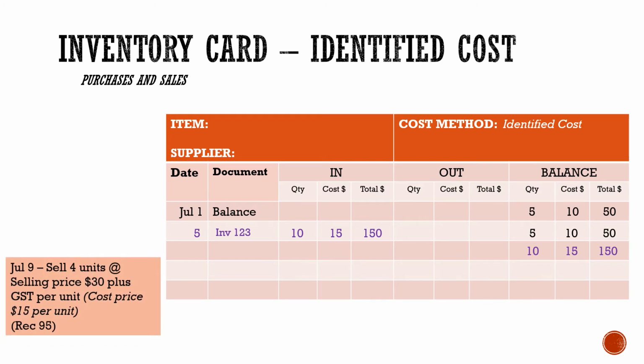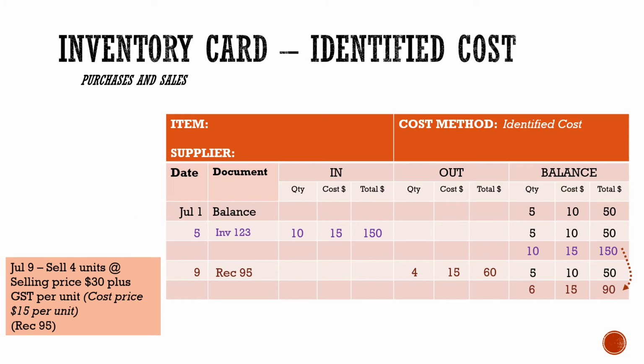Our next transaction is on the 9th of July, where we've sold 4 units at a selling price of $30 plus GST per unit. So remember that we don't record selling prices in the inventory card, just the cost prices. And here we have the identified cost prices of the 4 units sold as $15 per unit. Because this was a sale, we therefore have 4 units going out at the identified cost of $15 per unit. Because there weren't any changes to the first batch of inventory that we had, therefore we just bring forward the balance as it is.